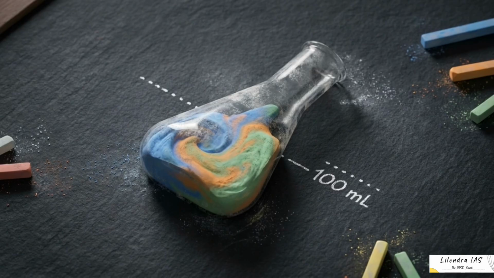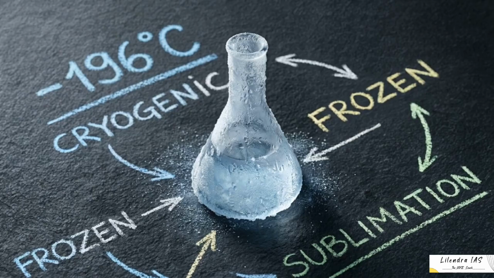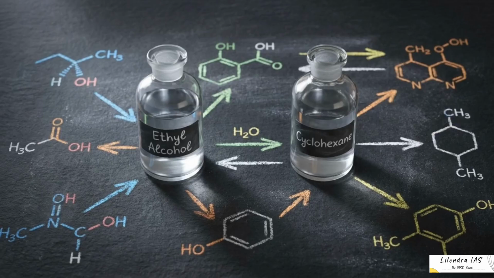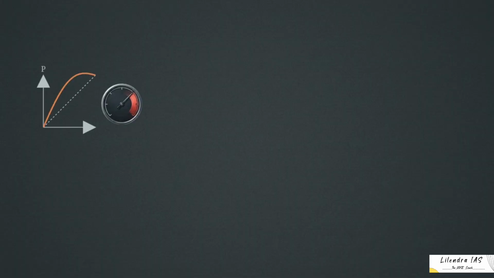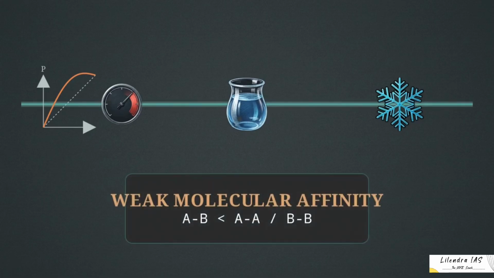Volumetrically, weaker bonds mean the molecules drift further apart. This active structural expansion increases the total volume of the mixture. Thermally, breaking strong initial bonds to form weaker ones requires absorbing energy from the surrounding environment. The process is endothermic, cooling the container. You can observe this reaction directly by mixing ethyl alcohol and cyclohexane. A positive deviation in pressure, an expanded total volume, and a drop in temperature are all interconnected proofs of weak molecular affinity.